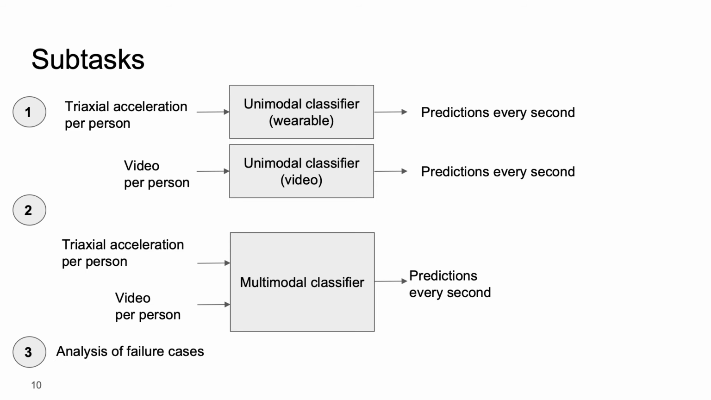We have 3 subtasks. In the first one, we expect participants to train unimodal classifiers, to train one classifier that takes in acceleration and produces a score every second, and to train a classifier that takes in the video frames and produces a score every second. On the second one, we expect participants to train a multimodal classifier, which could be just a fusion of their 2 unimodal classifiers, or it could be something more complex, whatever they decide, and similarly produces predictions every second.